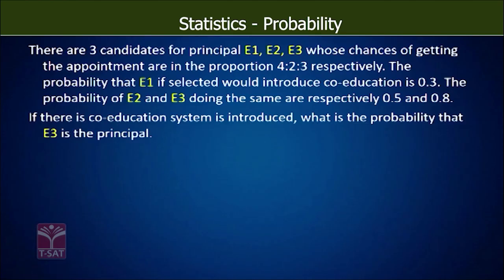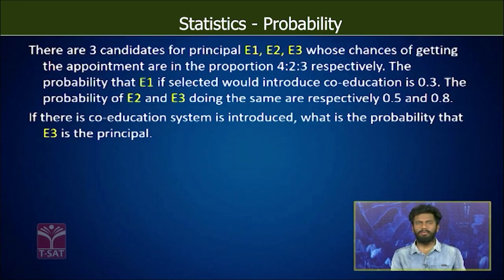So there are 3 candidates for the principal E1, E2, E3 whose chances of getting the appointment are in the proportion 4:2:3. The probability that E1 if selected would introduce co-education is 0.3. The probability of E2 and E3 doing the same are 0.5 and 0.8 respectively. So if the co-education system is introduced, what is the probability that E3 is selected as the principal?